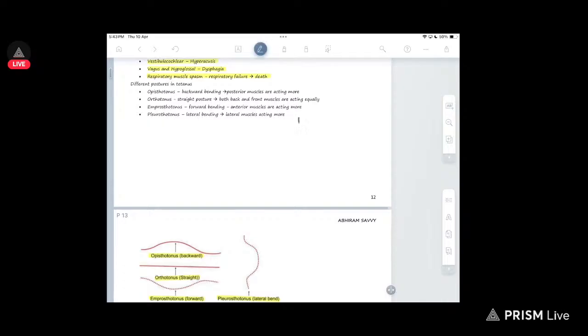And based on which side bends that muscle.